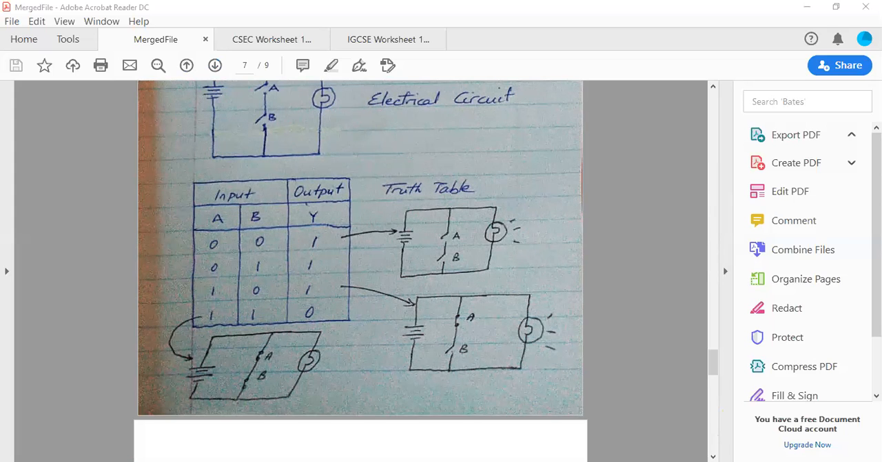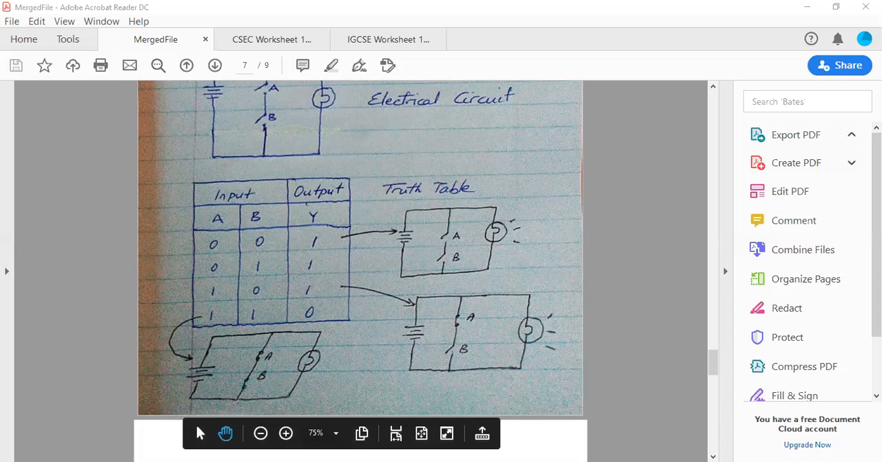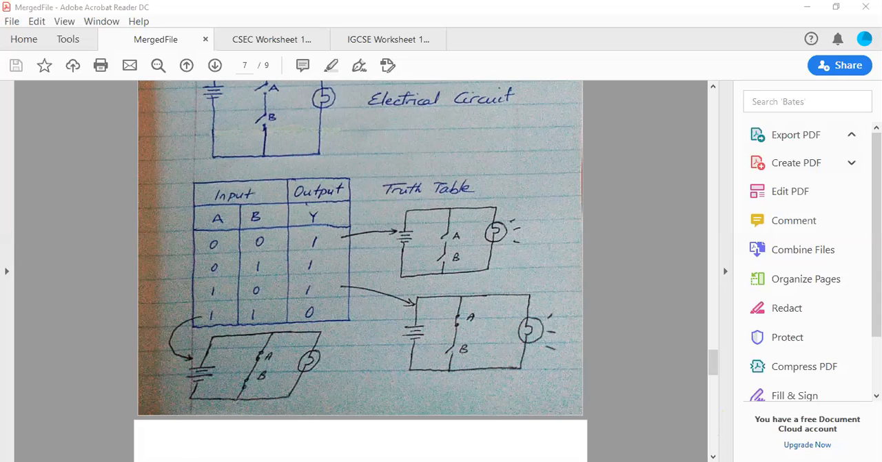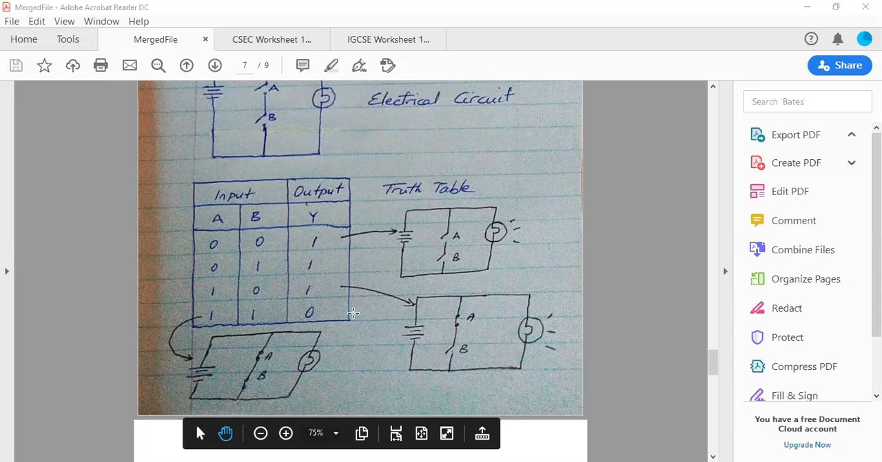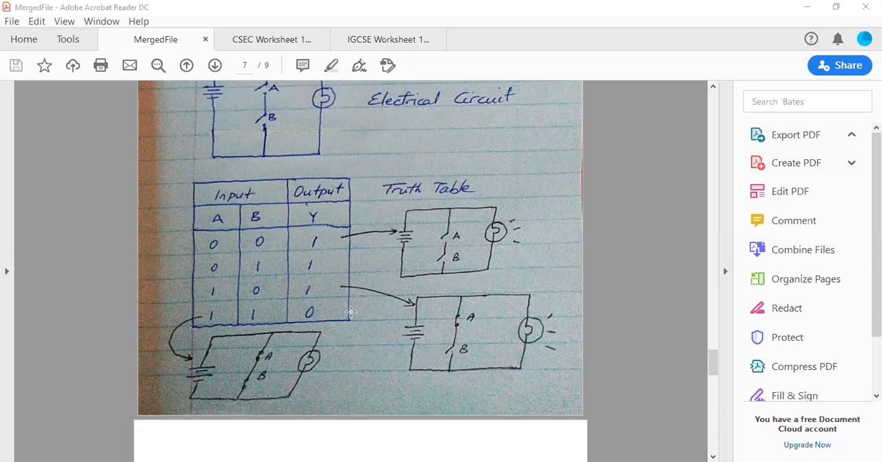So any question on the NAND gate? Any question on the NAND gate, or any gate in particular? Anyone?